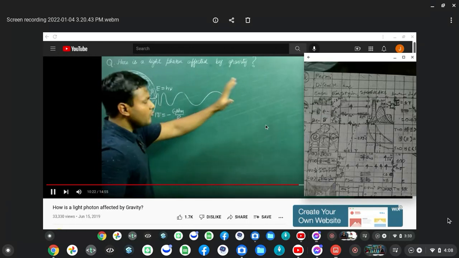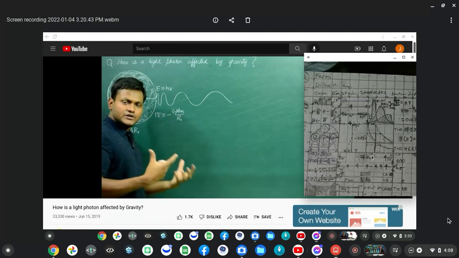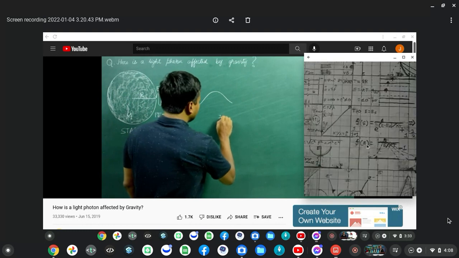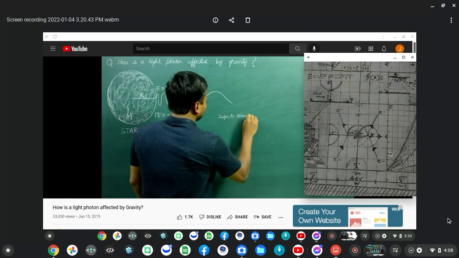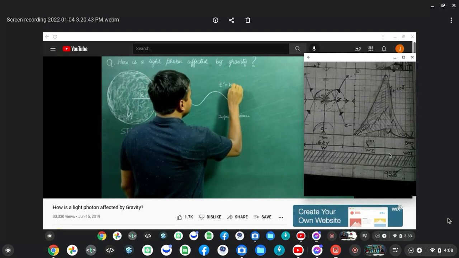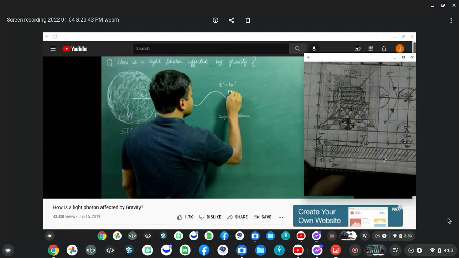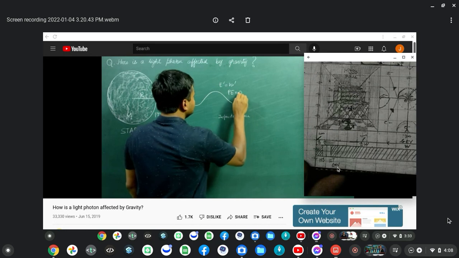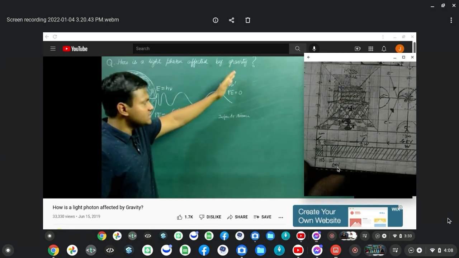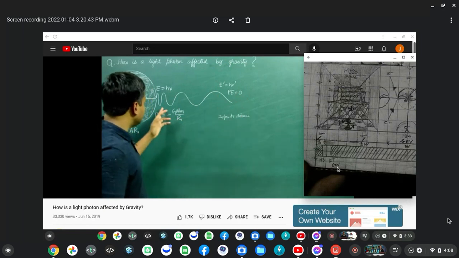If the photon completely escapes the gravitational pull of that particular star, at infinite distance, let's suppose, the photon has an energy E dash is equal to h nu dash, and its potential is basically 0. So I define that at infinite distance it escapes the gravitational potential, so the potential is 0, but at the surface the potential is this much.